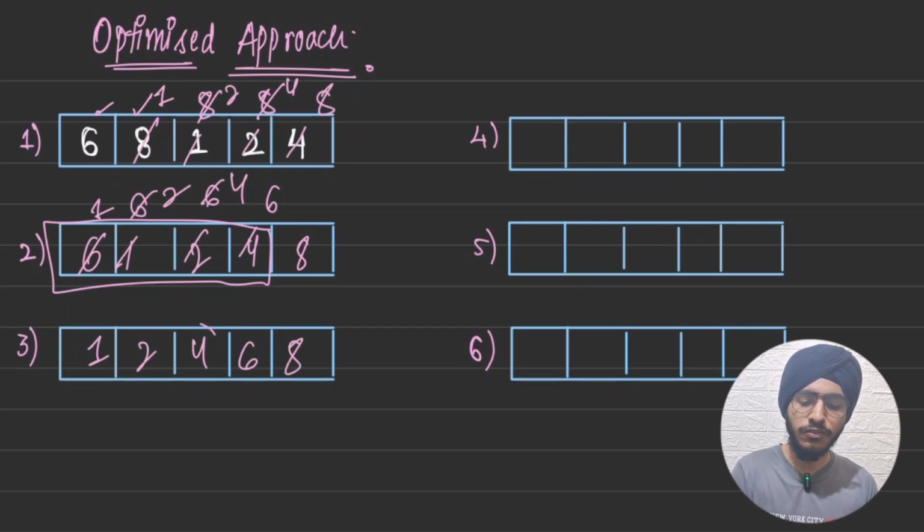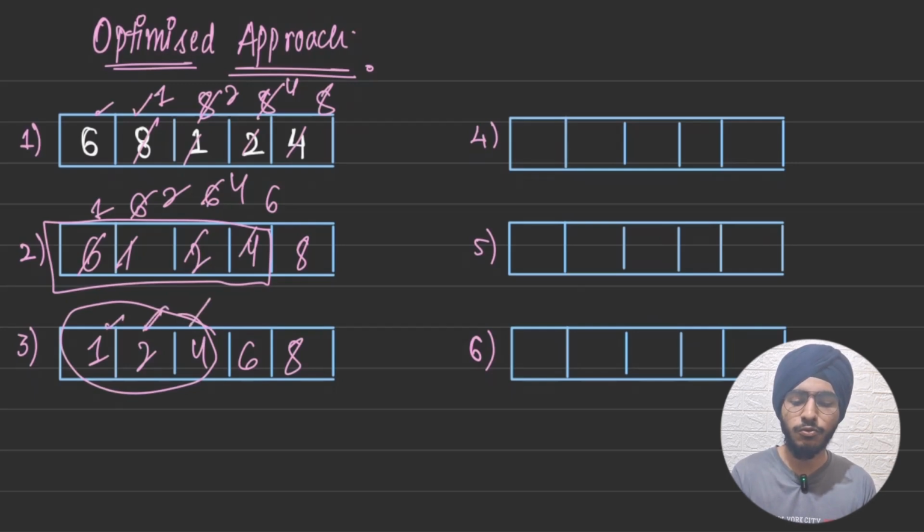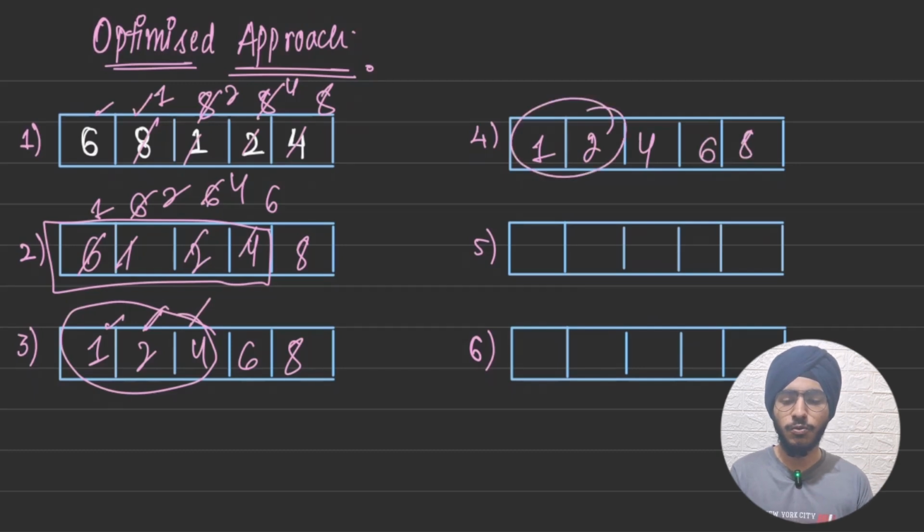Now the focus area shifts to these three elements. 1 is less than 2, don't swap. 2 is less than 4, don't swap. 1, 2, 4, 6, 8. The focus area shifts to 1 and 2.